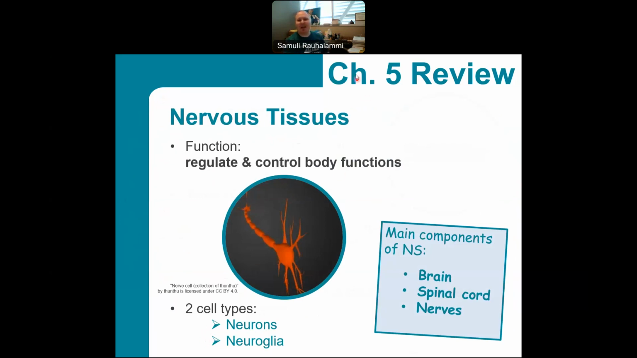And this brings me to the end of everything that I was planning to tell you in terms of these different tissue types as a revision activity. I'm going to stop sharing my screen.